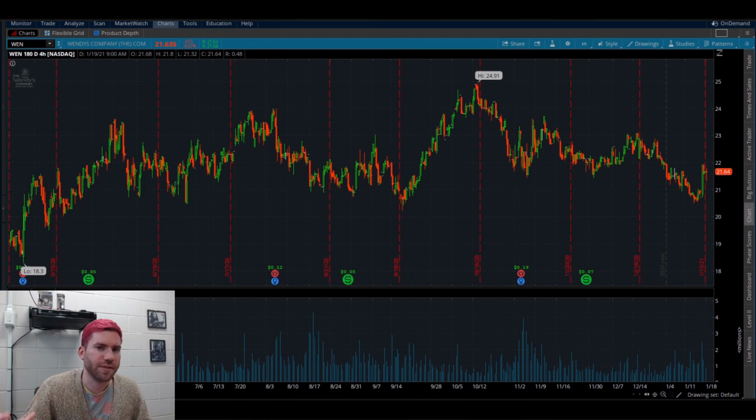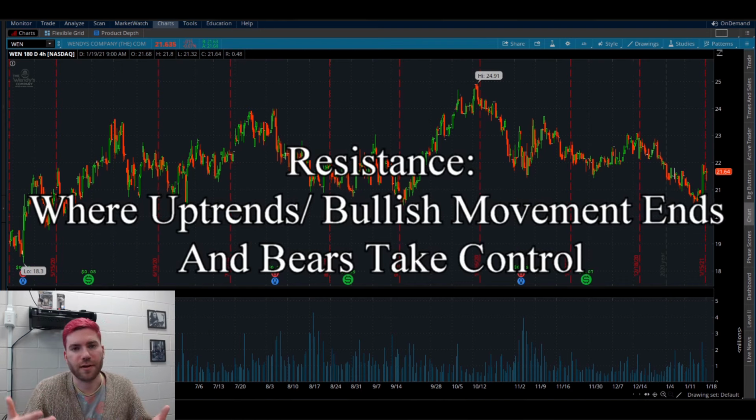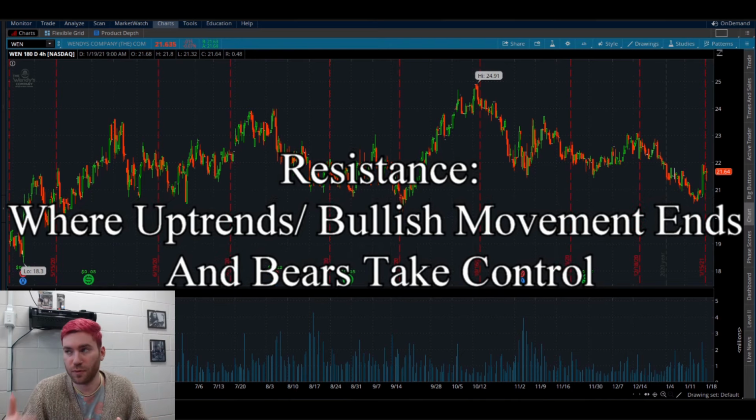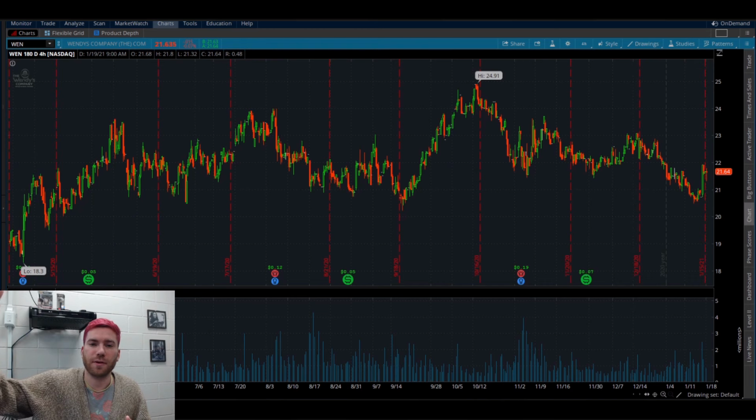Conversely, a resistance is the same exact thing but in reverse. It's an area of confidence for bears to take over, short sell, or for your bulls to sell at this area to make their profit, and then bears take over and price goes down. The best way to identify these is to find straight lines where a lot of price action stops and starts.